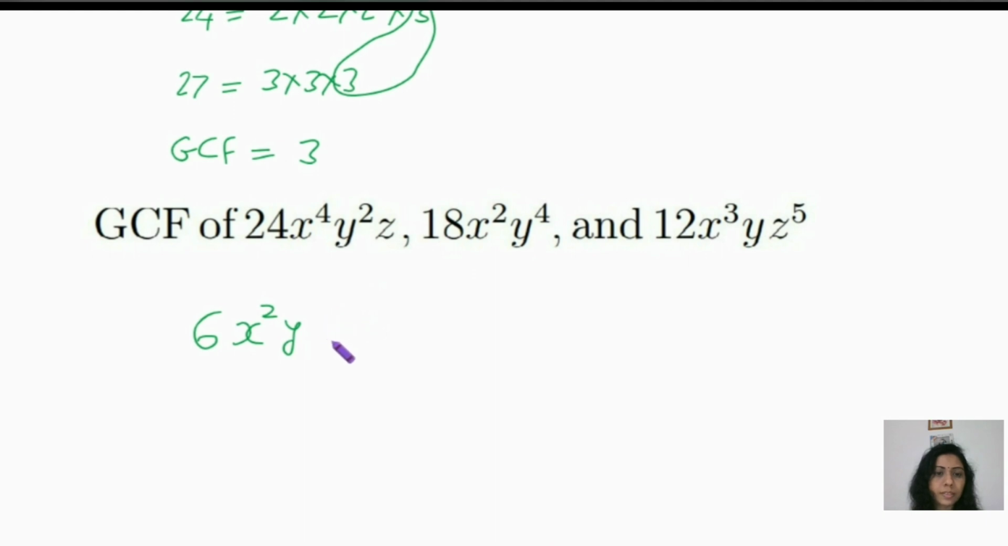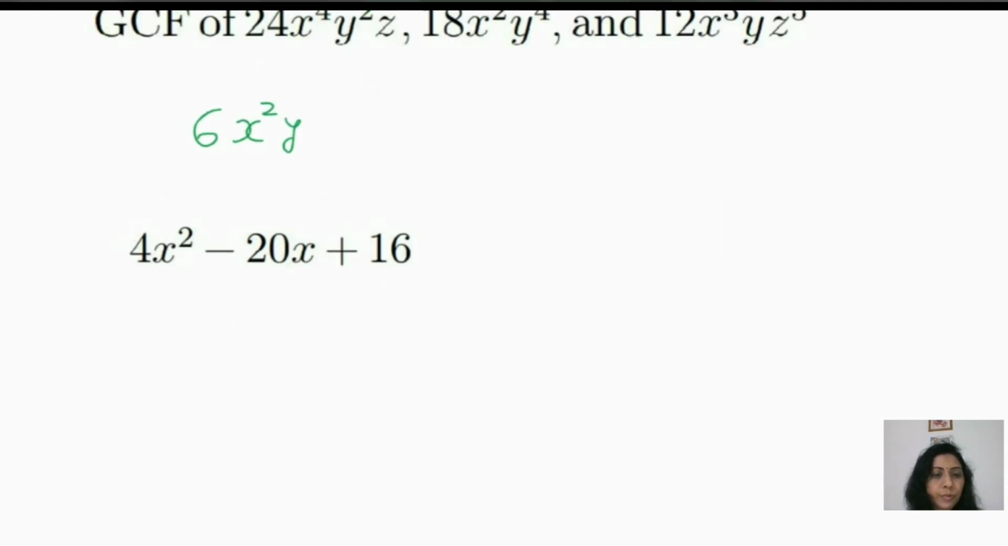This is our answer. Now this is another question: 4x squared minus 20x plus 16. When we factor out a greatest common factor from a polynomial, we first need to identify the greatest common factor of all the terms. This is the part that goes in front of the parenthesis. Then we divide each term by the greatest common factor. The answer is what is left inside the parenthesis.